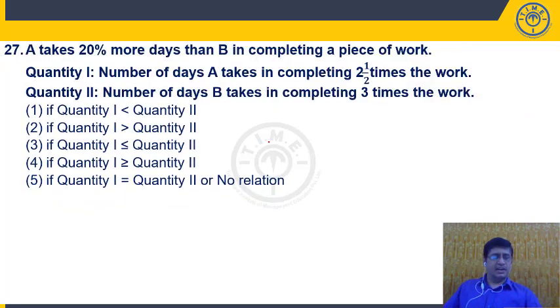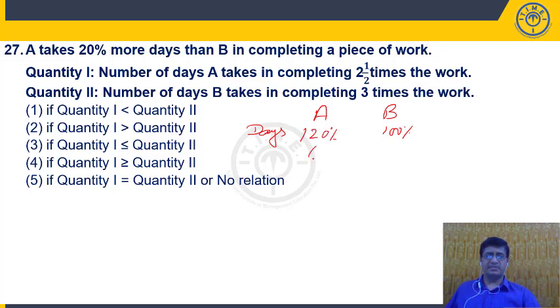Now look at the next question. A takes 20% more days than B in completing a piece of work. Whatever the number of days of A and B, if B is equal to 100%, A is equal to 20% more, 120%. Simplify, 6:5, that is the ratio. Quantity 1 and quantity 2. Look at the information given in quantity 1: the number of days A takes in completing 2.5 times the work.